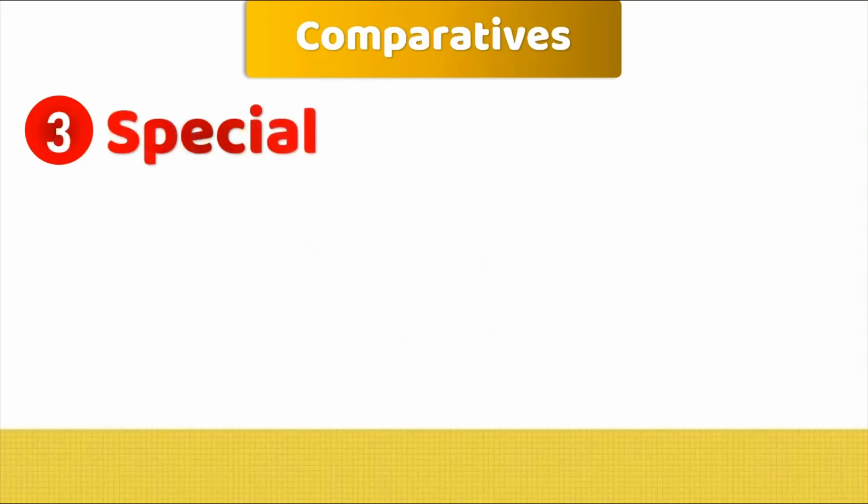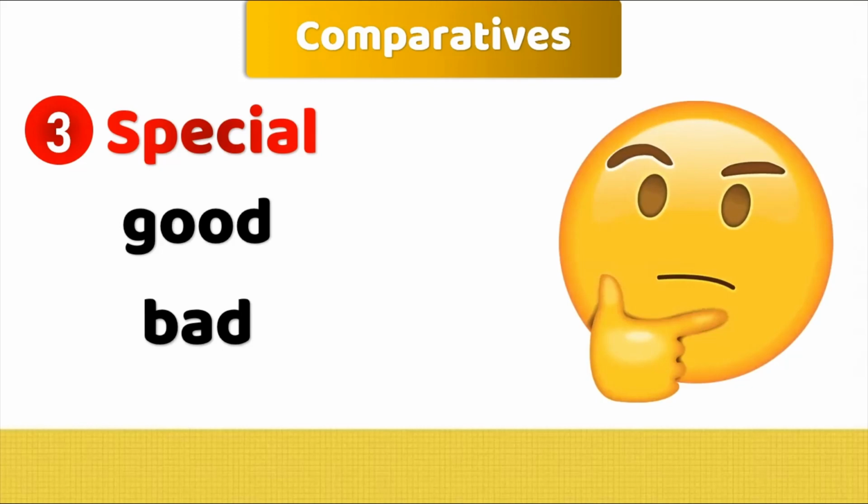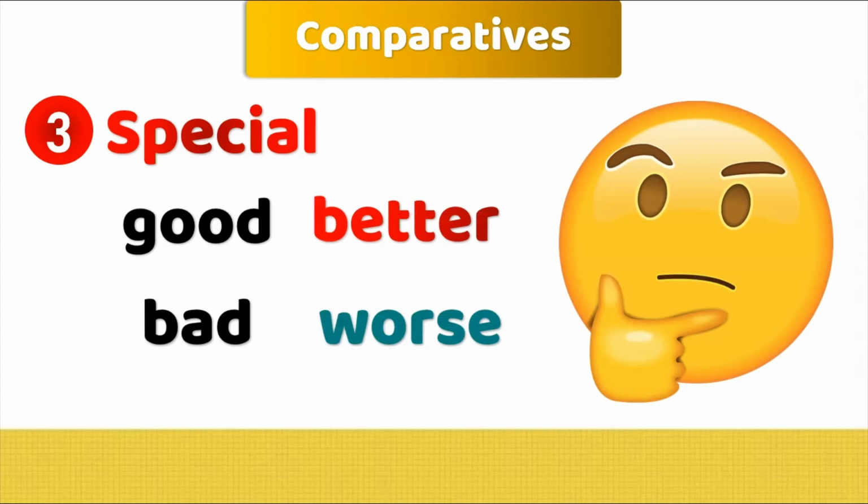Now for the third type of adjectives, we have special ones. And by special, I mean good and bad. So do we say gooder? No. We have a word for good as a comparative adjective, which is better. And for bad, we use the word worse. So this laptop is better than the other one, and this mobile phone is worse than my last one.